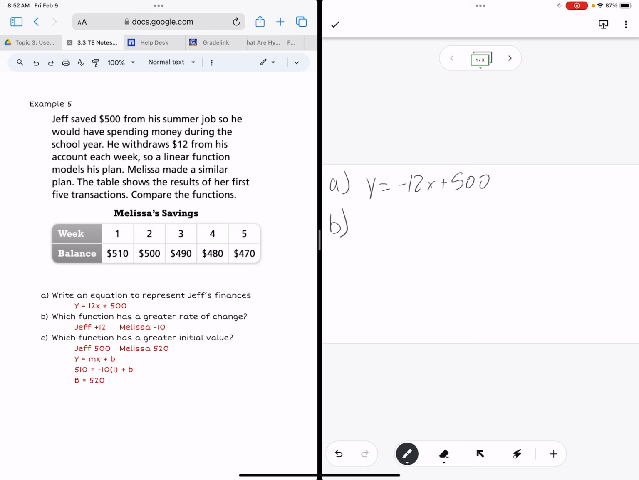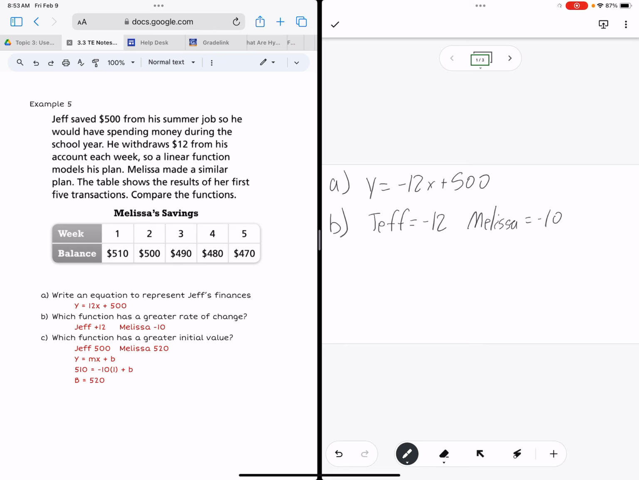Now, technically, if you want to get technical with it, I'm sorry, this is a dumb question, or I don't like the way it's worded. Jeff is spending $12, and you represent that with negative 12. Melissa is spending at a rate of negative 10. Which one is a greater value on a number line? Melissa. Technically, Melissa is the right answer.